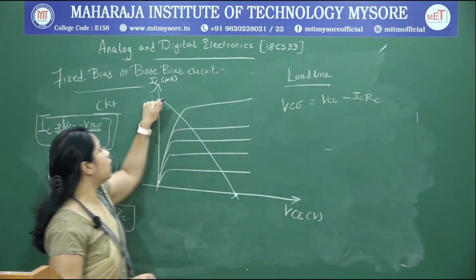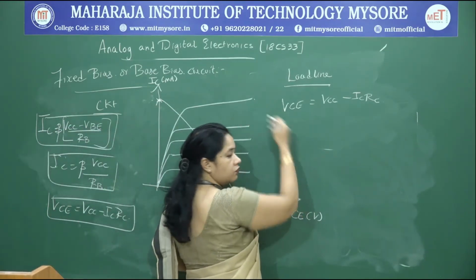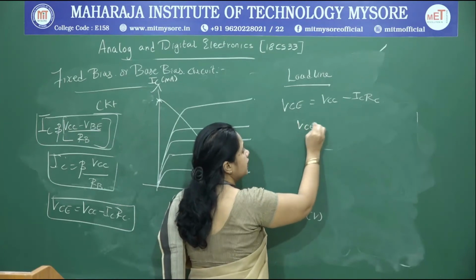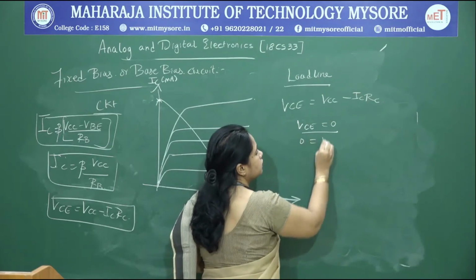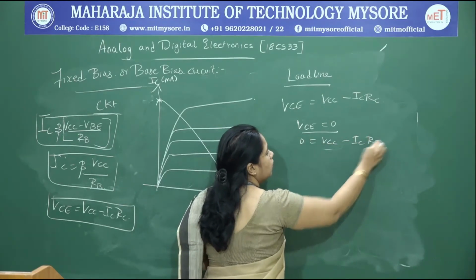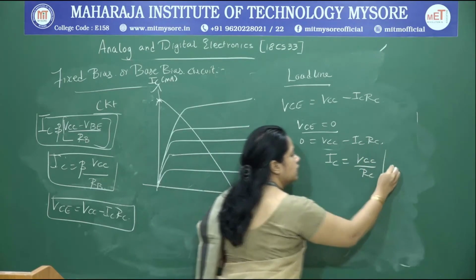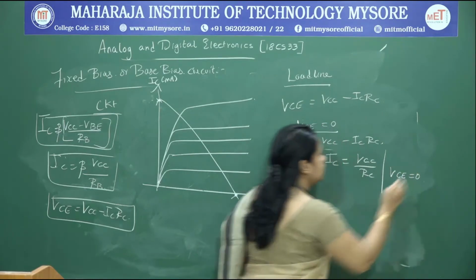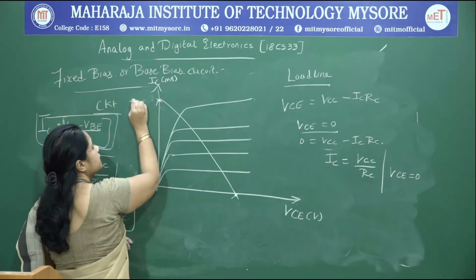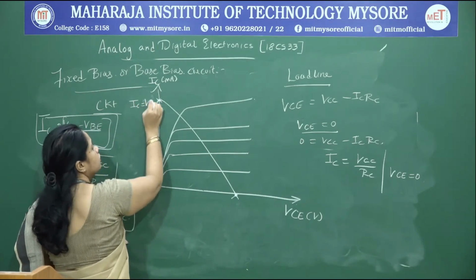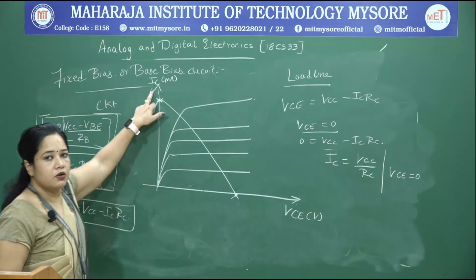Now, to locate a point on the y axis, substitute VCE equal to 0. When I make VCE 0, what happens? 0 is equal to VCC minus ICRC, so IC becomes VCC by RC. So when VCE is equal to 0, we get a point on the y axis, which corresponds to IC equal to VCC by RC. So, I have located a point on the y axis.